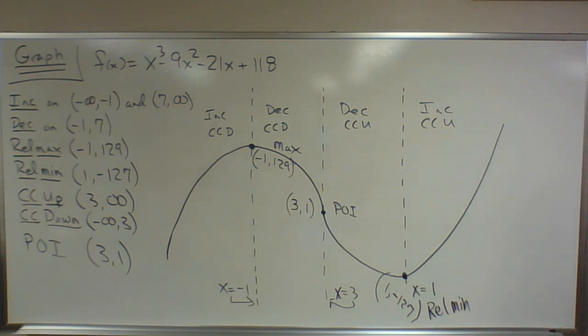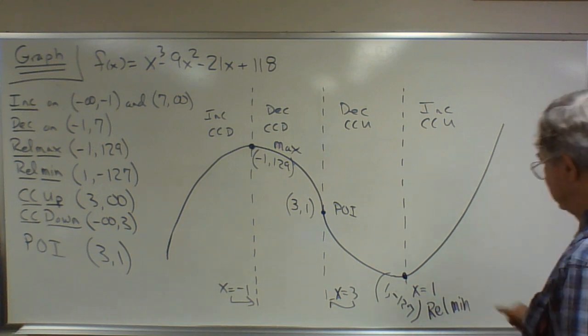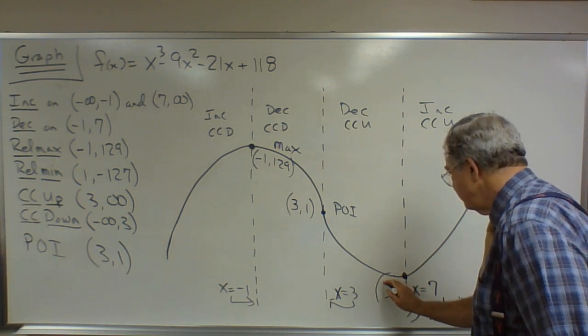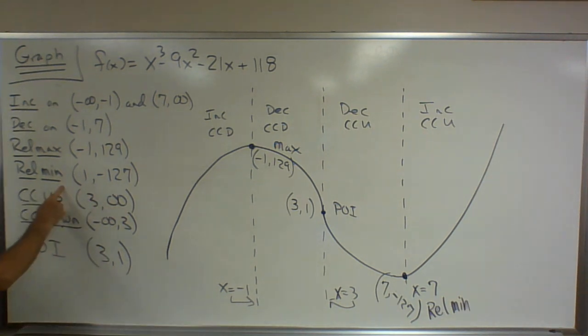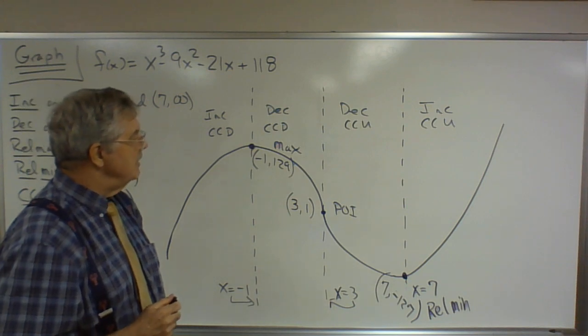Oh, I'm sorry. This is x equal -7. Yeah, that's right. This is x equal +7. This was incorrect. Our relative min was x equals 7, 127. Sorry I didn't catch that mistake earlier. Okay, there's our graph, relative maxes, relative mins, and points of inflection.